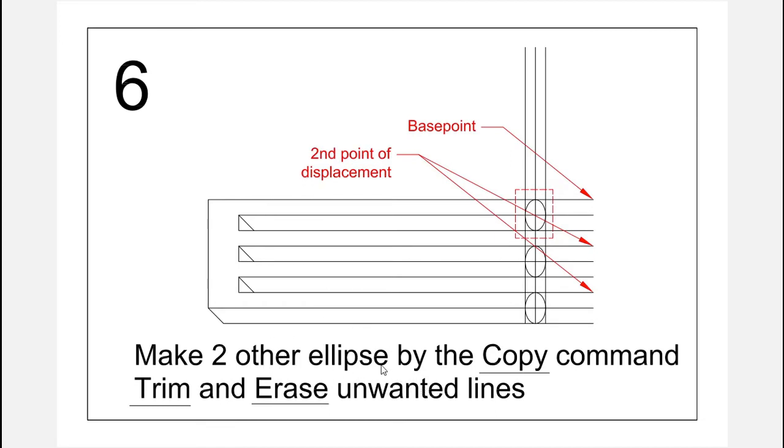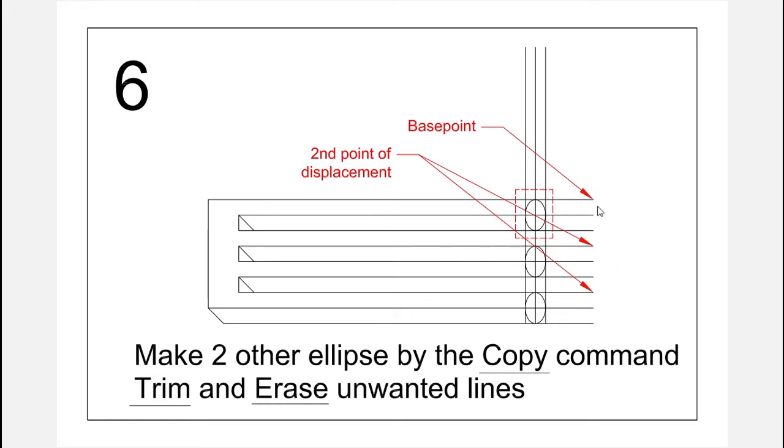Then we make 2 other ellipses by just copying. We copy the ellipse, use this as base point. Then the second point of displacement will be this, and another point of displacement will be this. Okay, so we can make multiple copies in just one command.